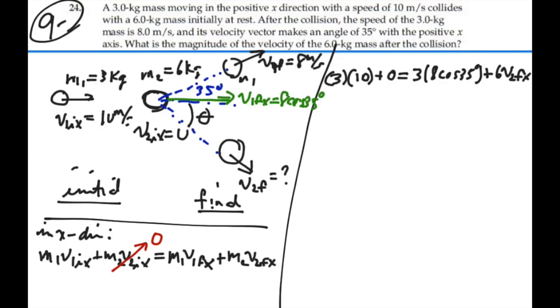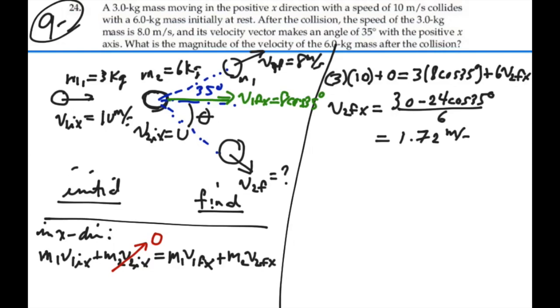We have a bunch of numbers, and v2 final in the x direction we can solve. v2 final in the x direction is going to equal 30 minus 24 cosine 35 degrees, divided by 6. So what is that? 1.72 meters per second. So that is the component of v2 final in the x direction.